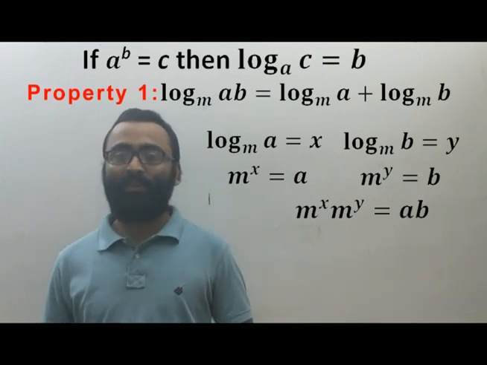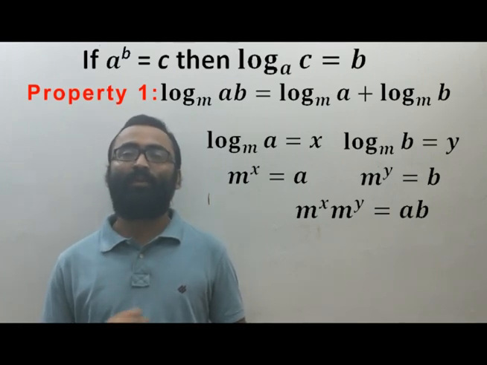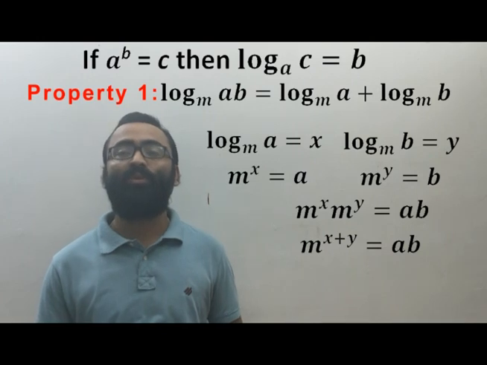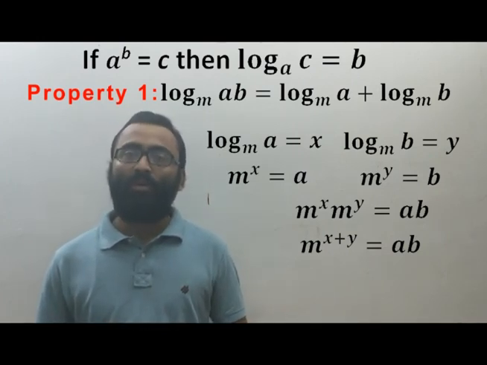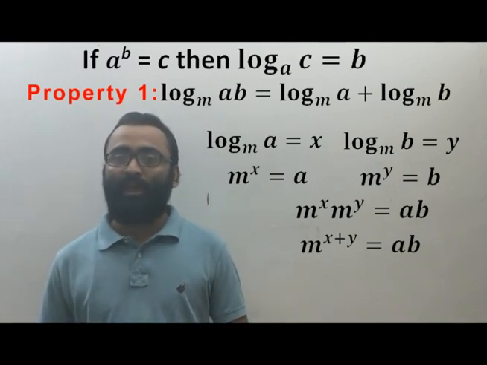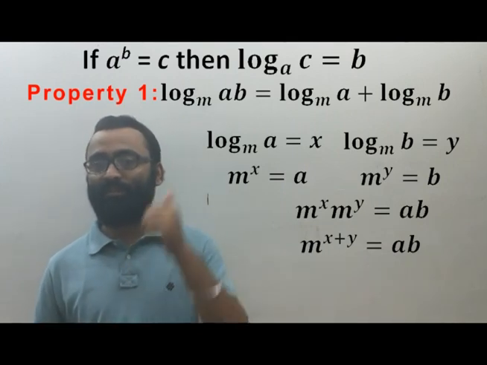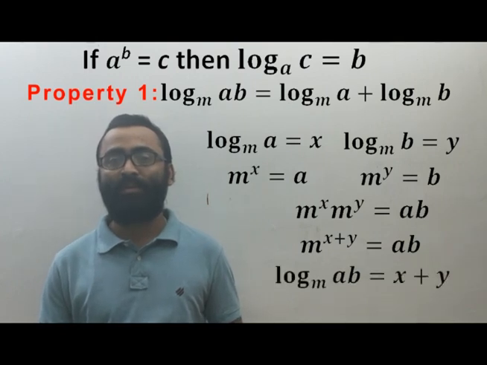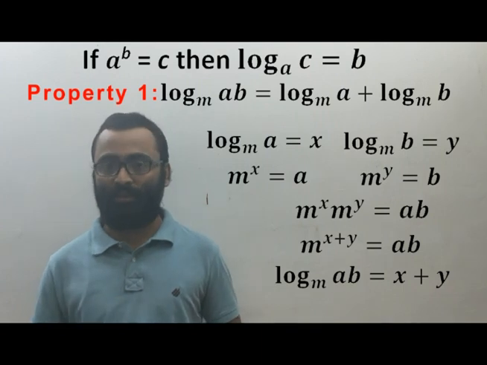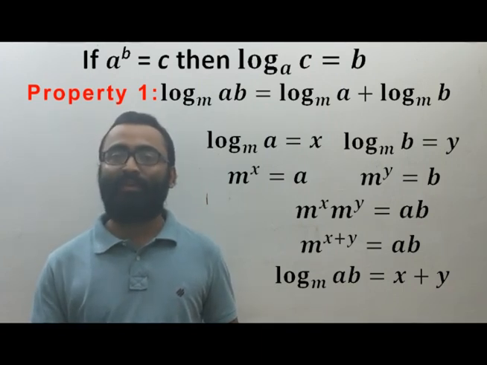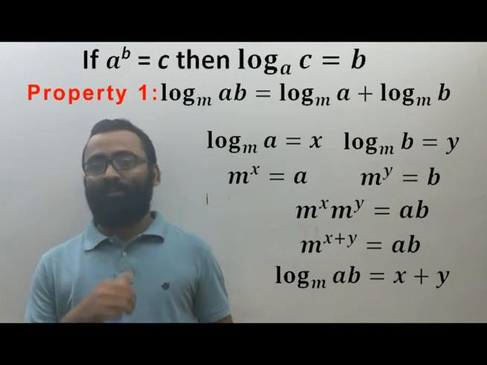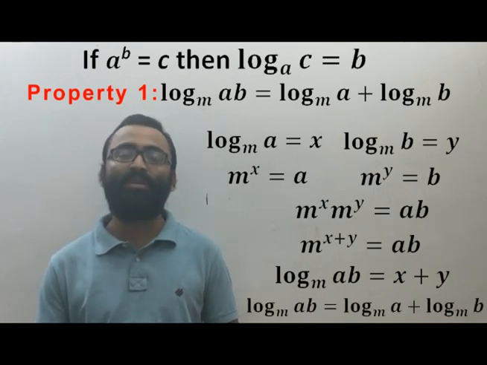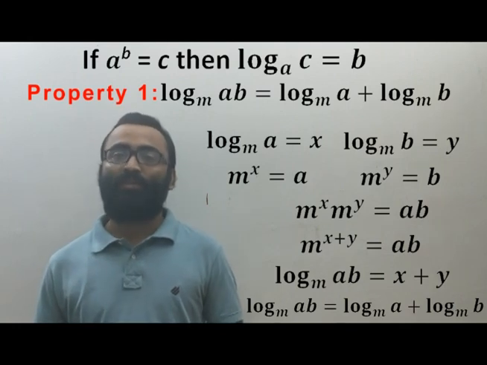So apply the property of indices. If the base is the same, then the powers get added. So it will be m to the power x plus y is equal to ab. Now go back to logarithm. Using the relationship between logarithm and indices, log of ab with base m is equal to x plus y. Writing the values of x and y, log of ab with base m is equal to log of a with base m plus log of b with base m. So this is a property of log.